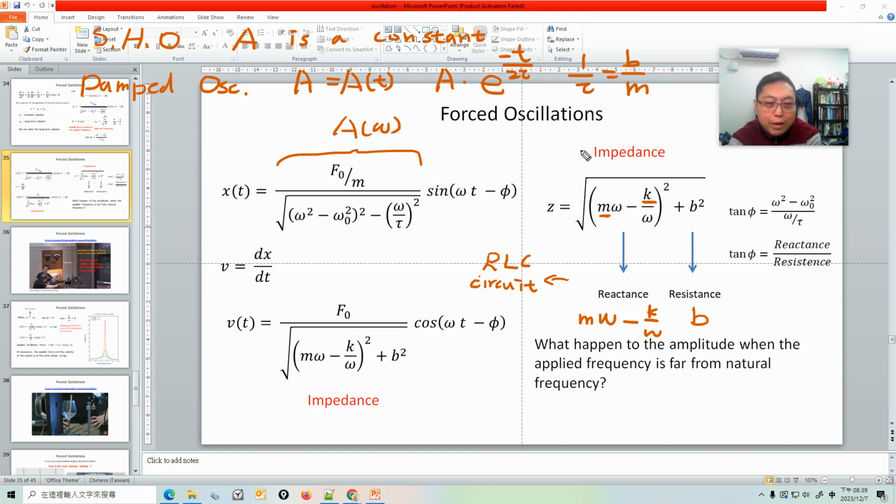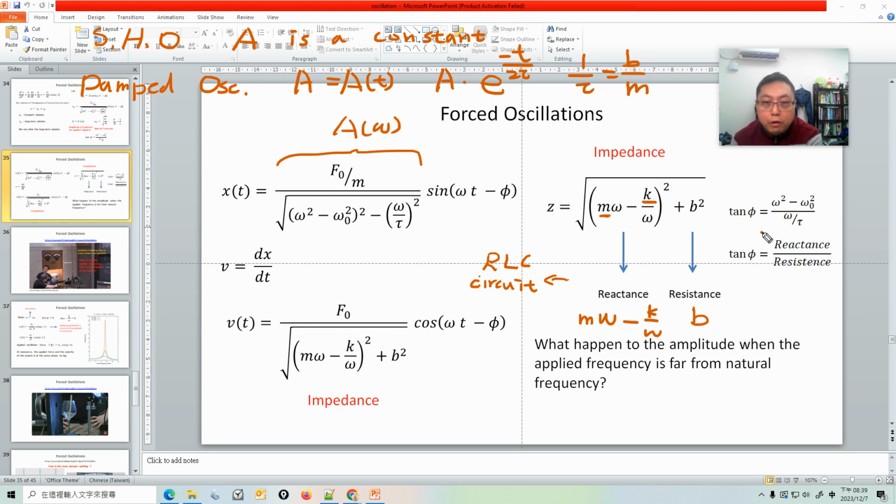But I don't know why there is a different name between these. To me, they are all resistance, but I don't know why they have to make two names for this. It's very weird.